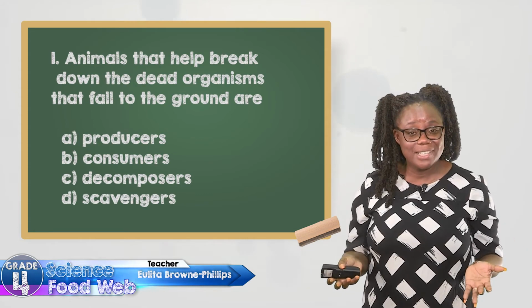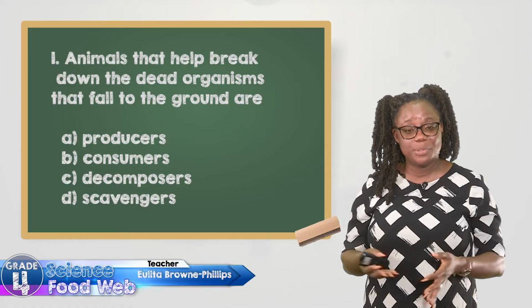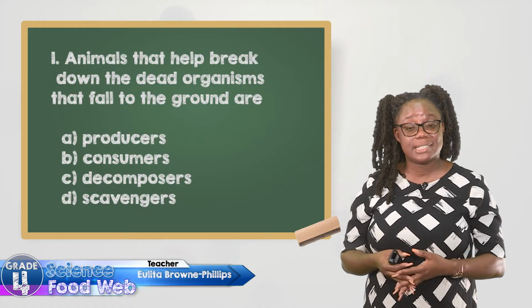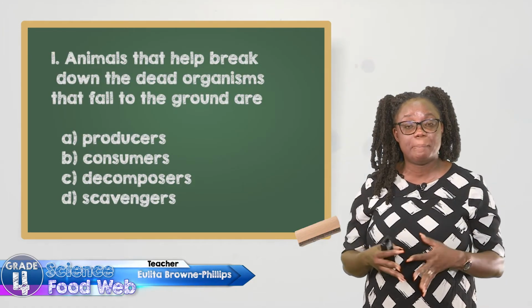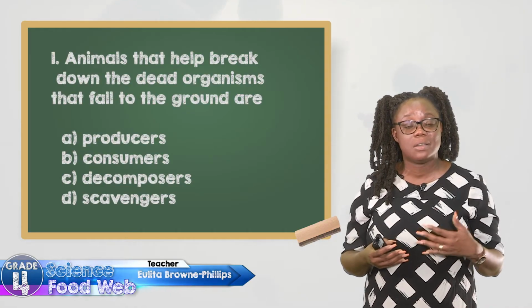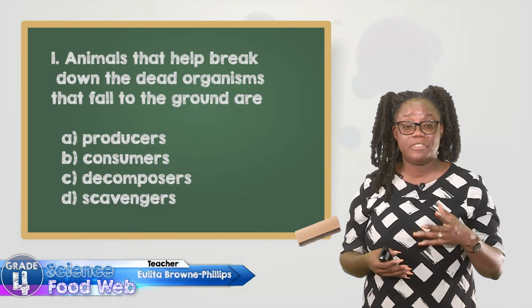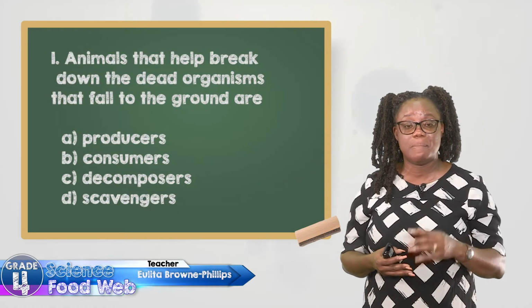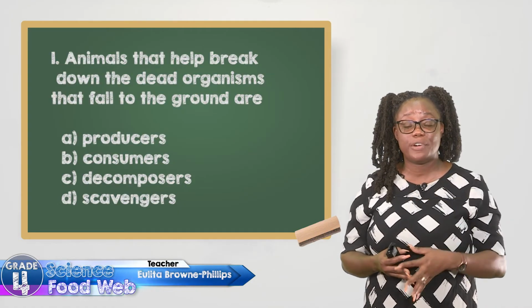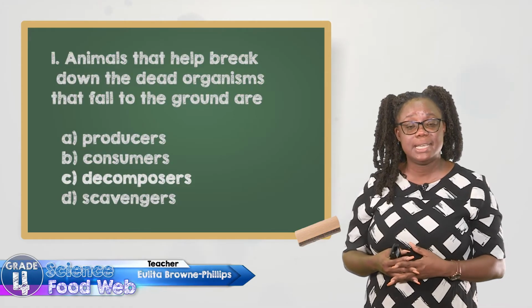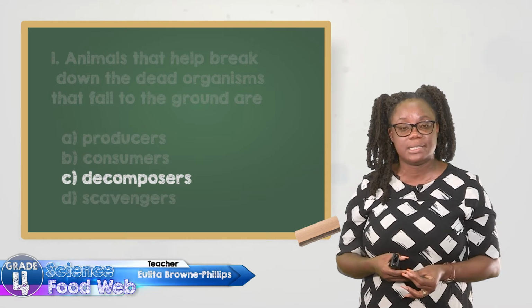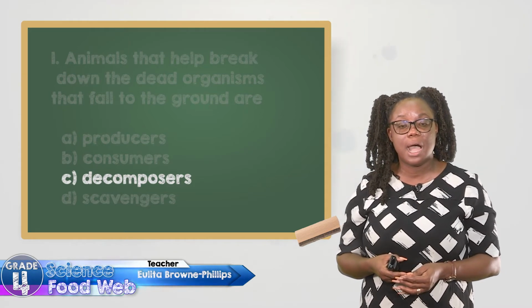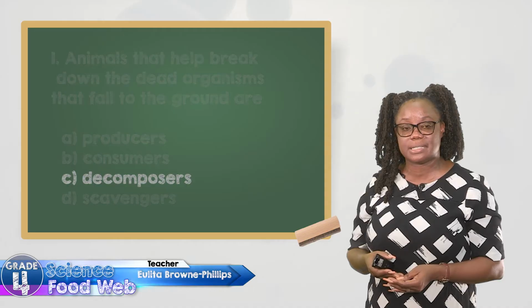Are you finished, boys and girls? Let's see what you have. In our discussion, we talked about the animals that help to control the pileup of dead materials all over, and we gave them a special name, and they were decomposers. So the answer for number 1 is C, decomposers. Animals that help break down the dead organisms that fall to the ground are decomposers.